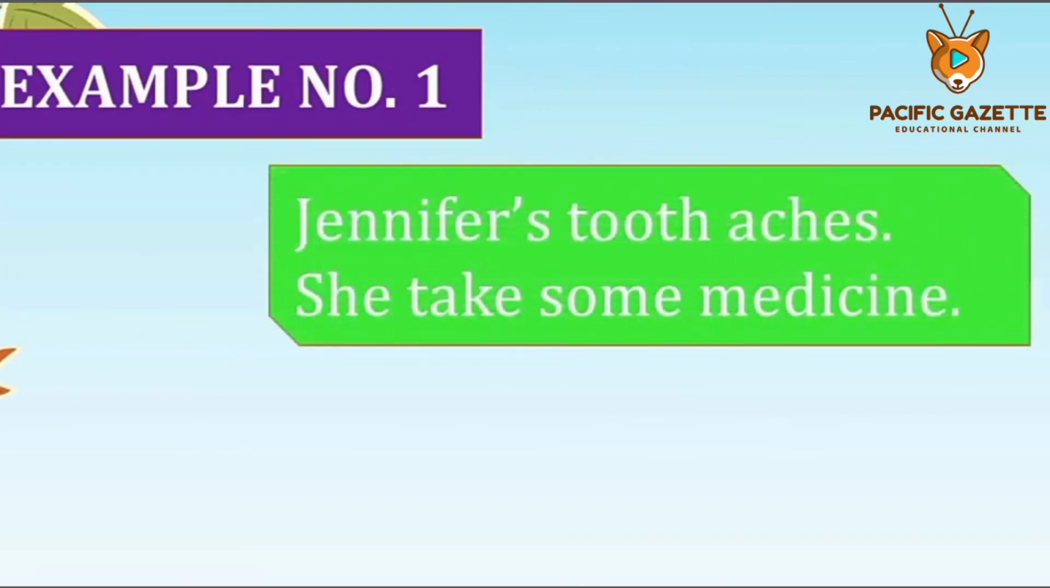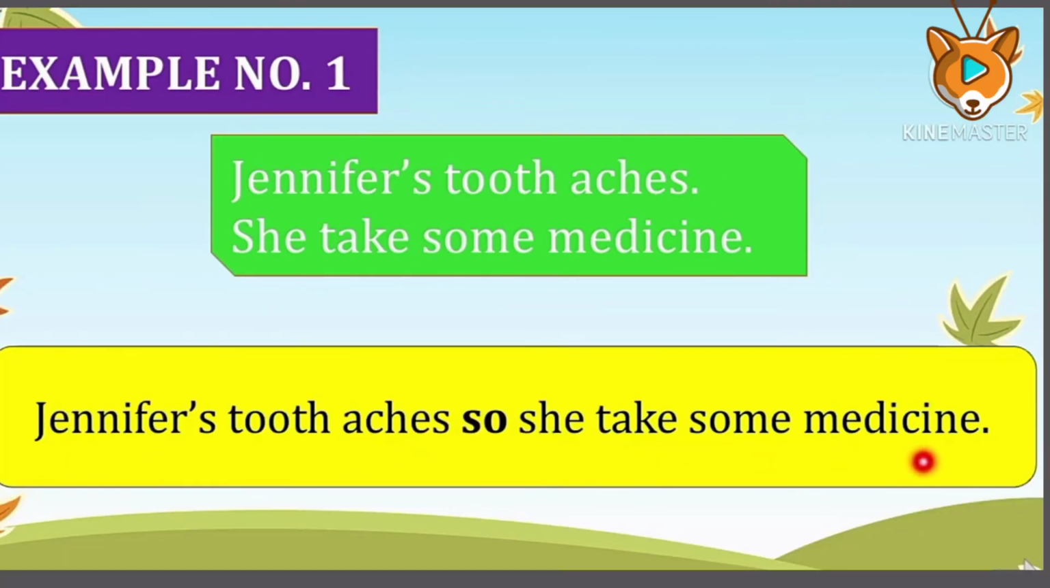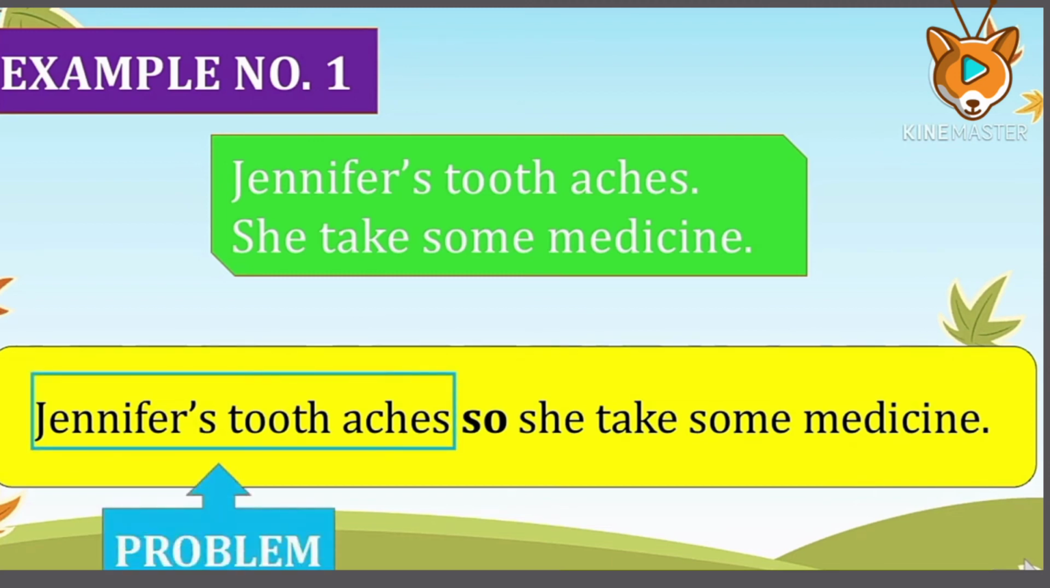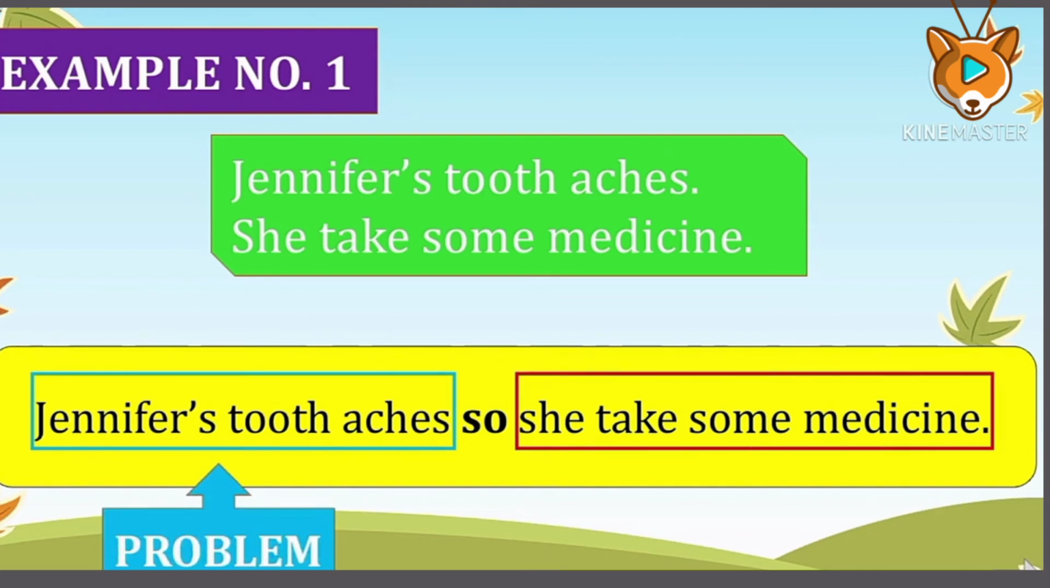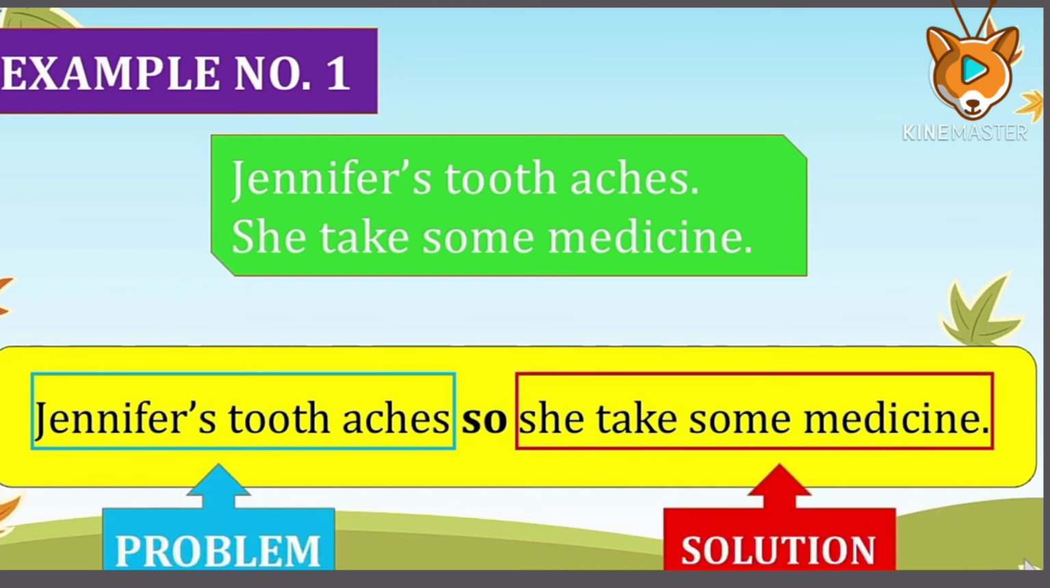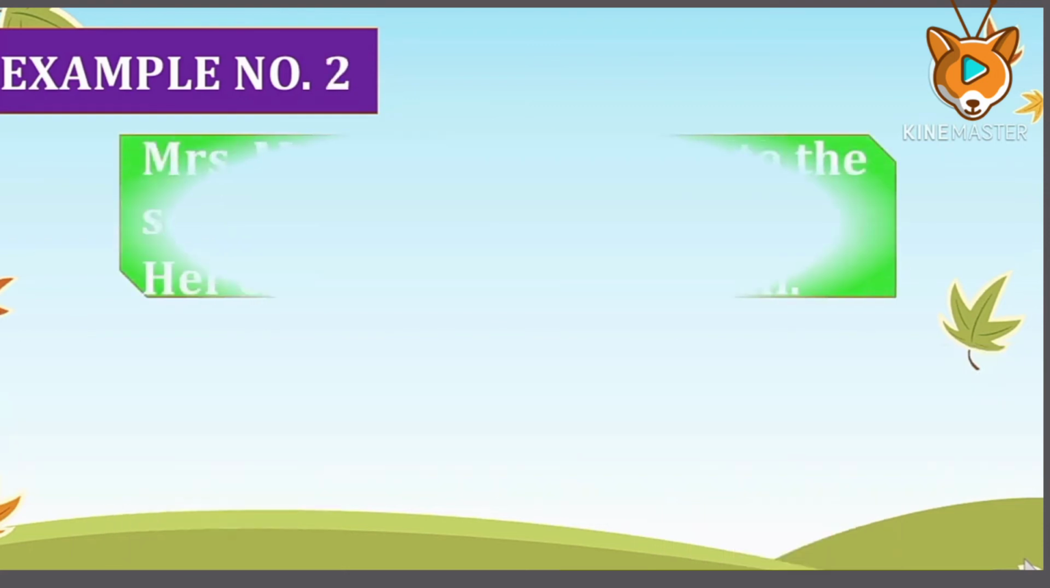Let's have example number 1. Jennifer's tooth aches. She takes some medicine. Jennifer's tooth aches, so she takes some medicine. Jennifer's tooth aches, that is the problem. She takes some medicine, that is the solution, and it is being connected with the conjunction so.